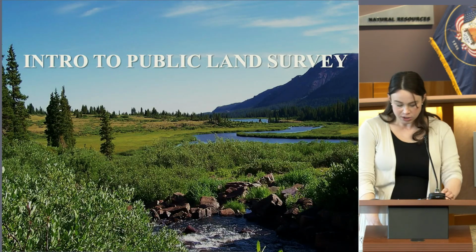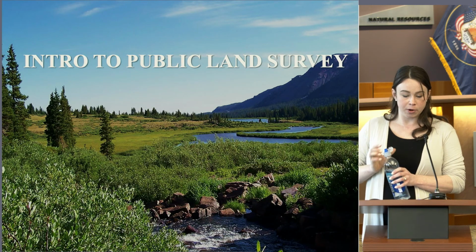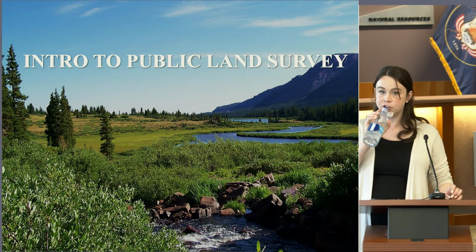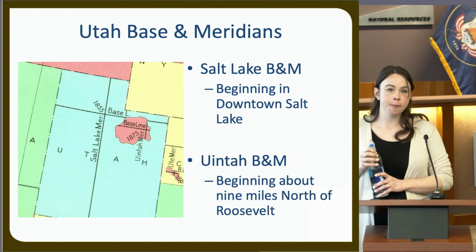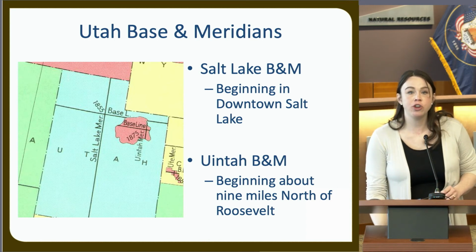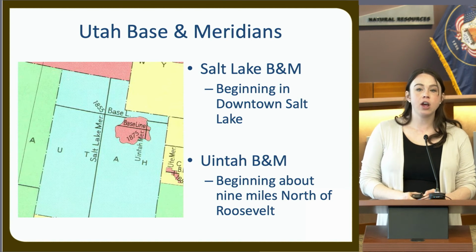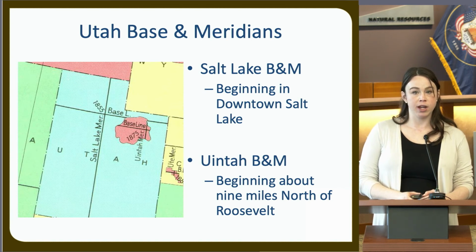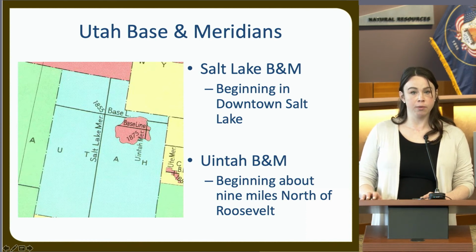All right, so next I'm going to go into the public land survey system, which I said a little bit earlier is our mapping system we use here at the division. I would like to point out that we do have two systems we go off of. There is the Salt Lake Basin Meridian and the Uinta Basin Meridian. You'll notice that the Salt Lake Basin Meridian, this whole blue area, takes up the majority of our state. Uinta Basin Meridian is much smaller.